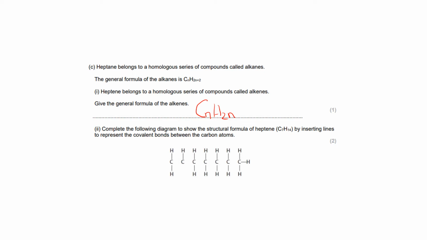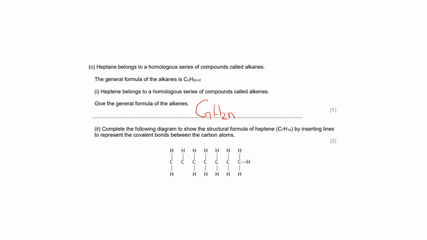It is important, though, that you didn't write Cn + H2n. Okay, this implies that they are two different compounds, or two different molecules, rather than one compound like it is here. So this one is wrong. It had to be CnH2n.